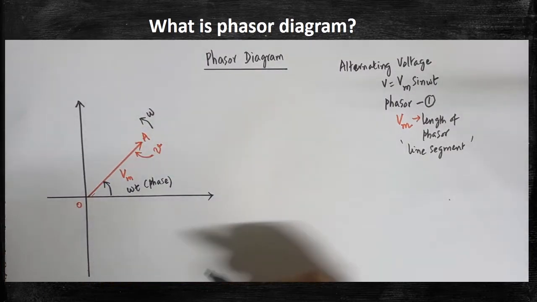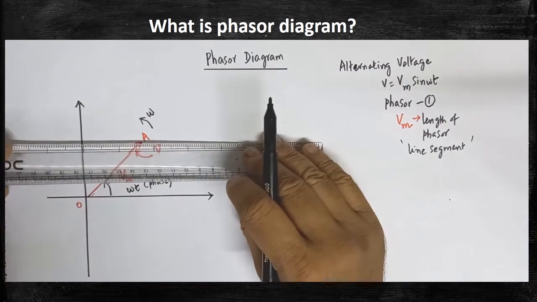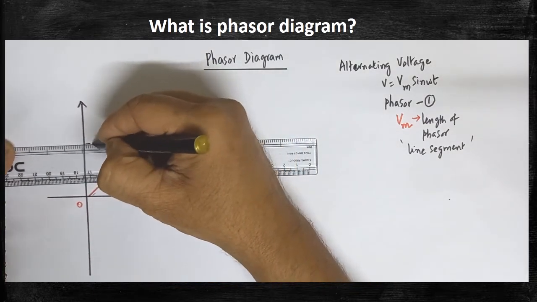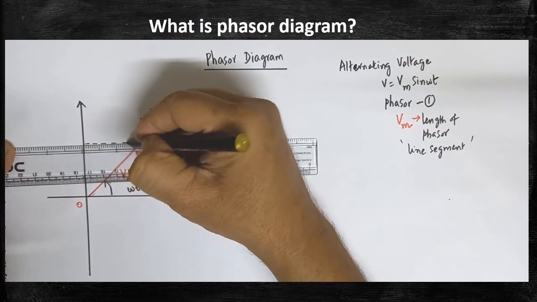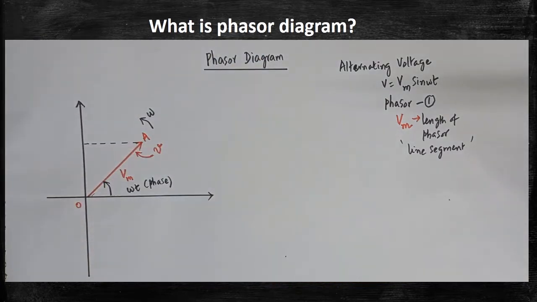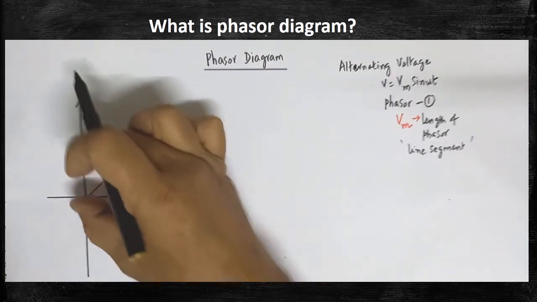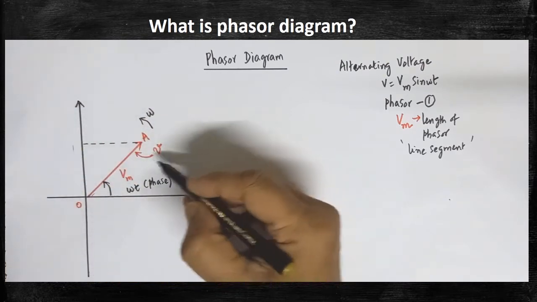Now we are going to draw the projection. What is projection? From A, I am going to draw the projection towards the y-axis. I have drawn the projection. In this projection you will be getting the V value. This length gives you the value of V.